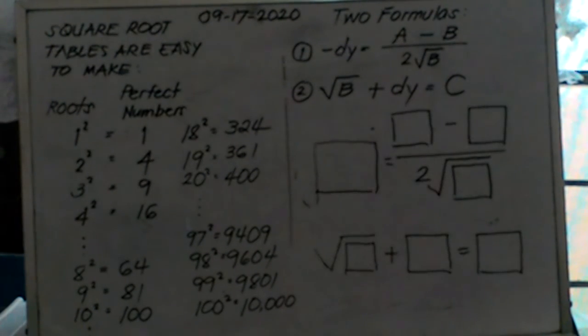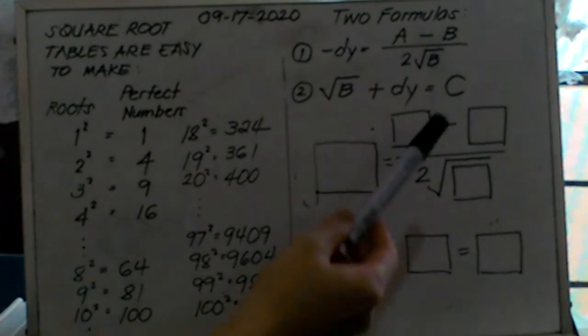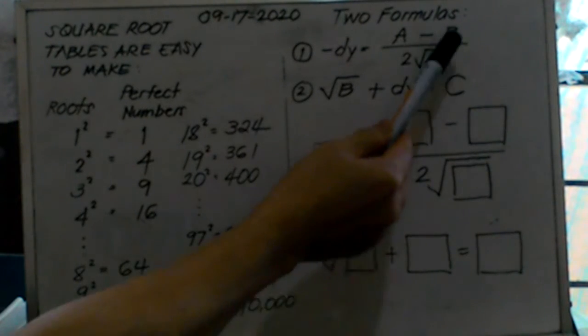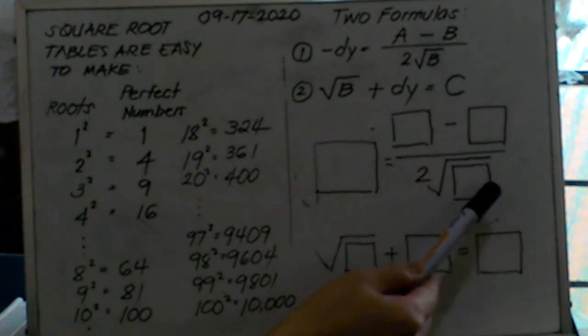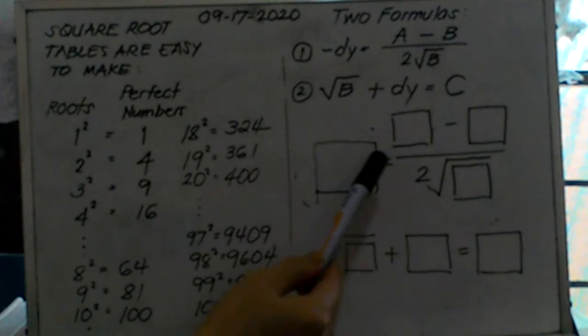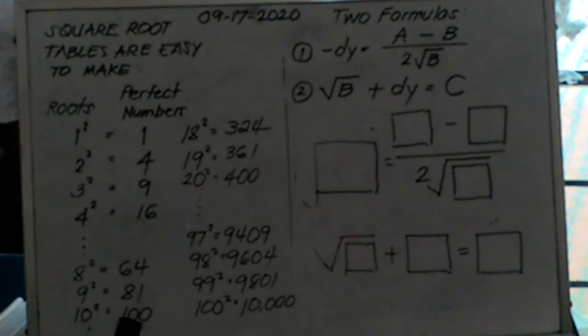Now if you look closely, this is just like filling in the blanks, where A goes in this box, B, and negative D sub Y goes here. While this one goes here, B, and D sub Y, and finally C, the solution, goes here. Well, what is A, B, and C? I'll tell you.